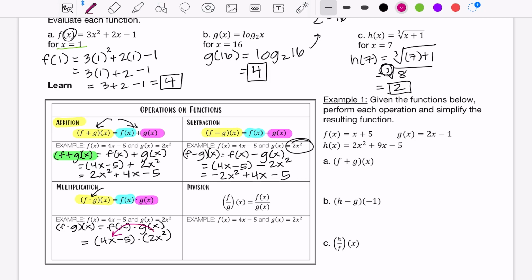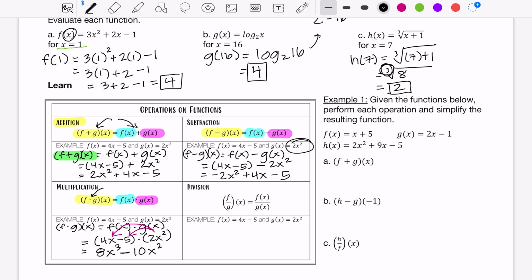We distribute them, not FOIL them. So that would be 4 times 2 is 8, and x times x squared is x cubed. And then we have a minus 5 times 2 is 10, and there's nothing to combine with the x squareds, and it's already in descending order, so that's our answer for that one.